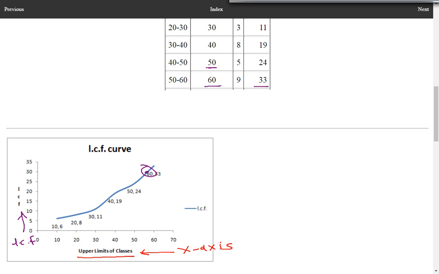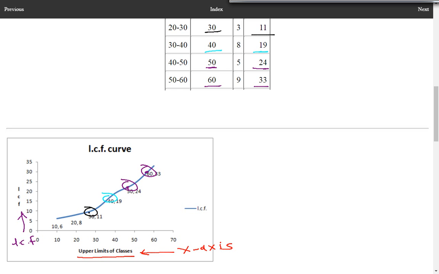Then the second last point is 50 and 24. So this point is 50 and 24. Like this, we can obtain different points. This point is 30 and 11. Another point is 40 and 19. In this way, the LCF curve is obtained. It is also called the less than ogive curve.